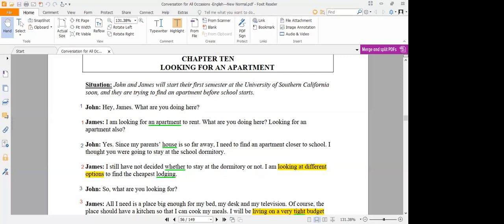Okay. Hey, James, what are you doing here? I'm looking for an apartment to rent. What are you doing here? Looking for an apartment also? Yes, since my parents' house is so far away, I need to find an apartment closer to school. I thought you were going to stay at the school dormitory. I still have not decided whether to stay at the dormitory or not. I'm looking at different options to find the cheapest lodging.